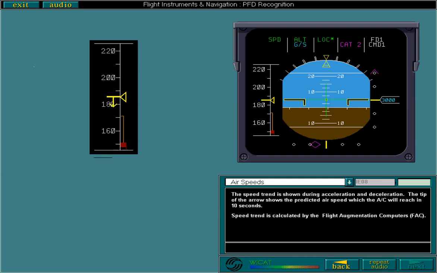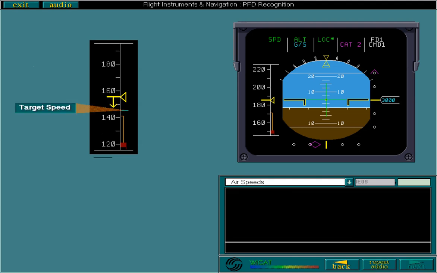Speed trend is particularly useful for detecting wind shear, indicated by rapid movement of the speed trend arrow. The target speed, as set on the flight control unit, is displayed as a blue bug if the target speed is close to your current speed. If you're a long way from your target speed, the value of your selected speed is displayed as a number above or below the scale.